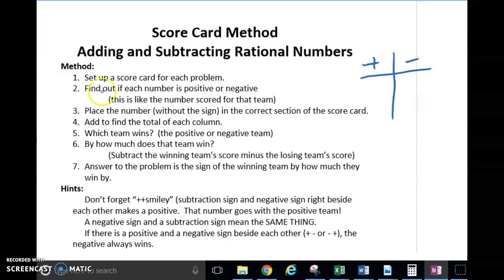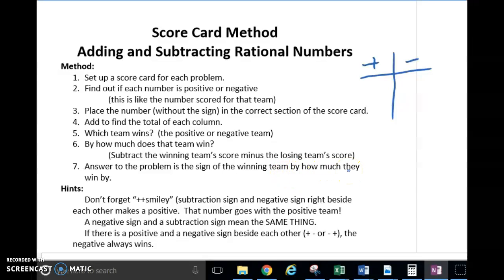The second thing that it says is find out if the number is positive or negative. So once we have that, we're going to place the number without the sign in the correct section of the scorecard. So if it's positive, we're going to put it on the positive side. And then we're going to add up each column. And then number 5 says, okay, which team wins, the positive team or the negative team? And then by how much do they win? And so we're going to subtract the winning team's score minus the losing team's score. We're going to answer the problem with the sign of the winning team and by how much they win by.